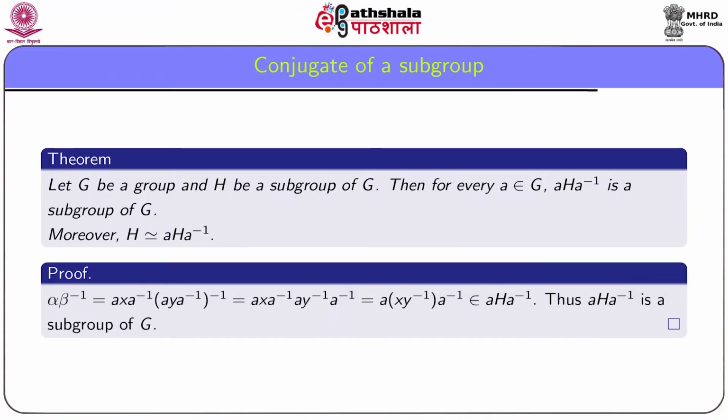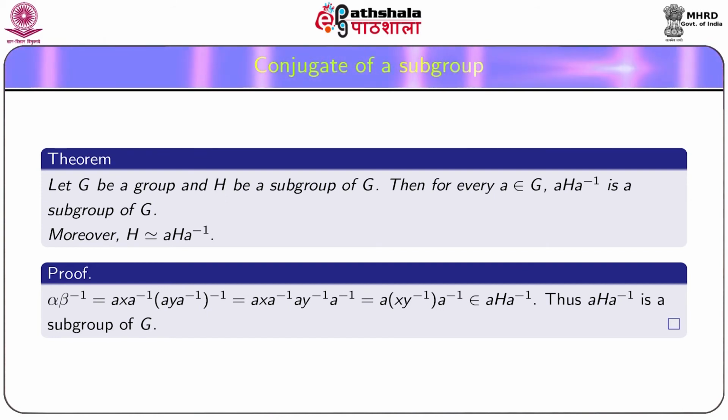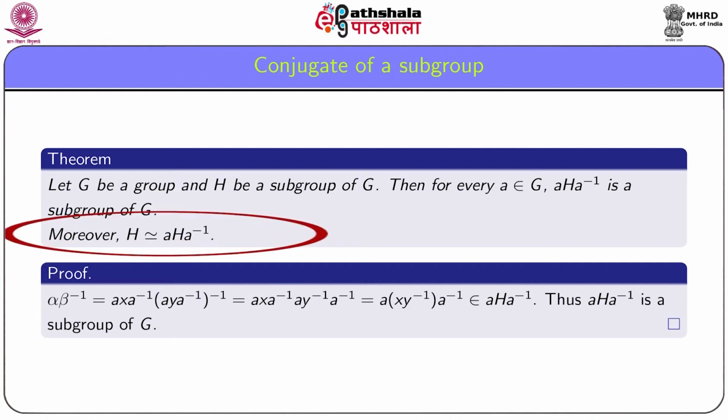Let G be a group and H be a subgroup of G. Then for every a in G, aHa inverse is a subgroup of G. Not only that, moreover, we also have H is isomorphic to aHa inverse. First, we show that aHa inverse is a subgroup of G. It is trivial to note that aHa inverse is non-empty, because e belongs to aHa inverse.